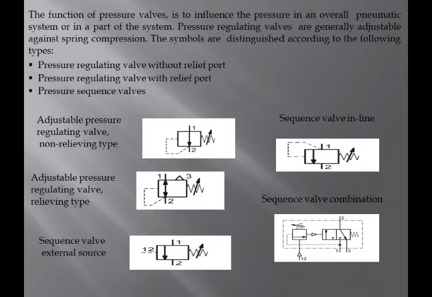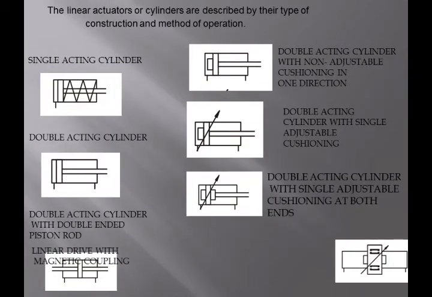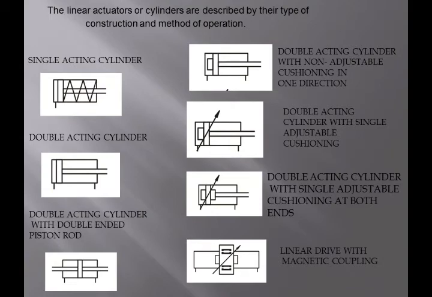Pressure sequence valves. Adjustable pressure regulating valve, non-relieving type. Adjustable pressure regulating valve, relieving type. Sequence valve, external source. Sequence valve, inline. Sequence valve combination. The linear actuators or cylinders are described by their type of construction and method of operation.